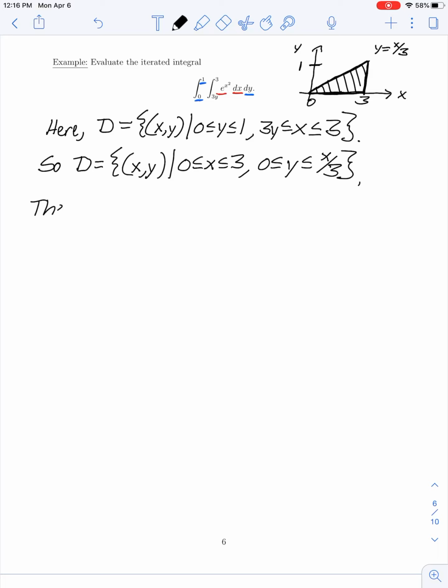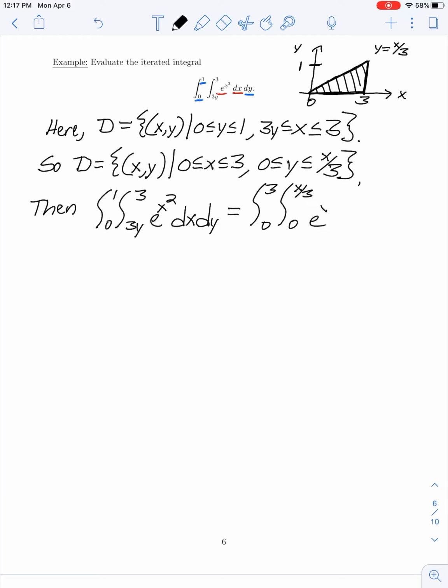And to evaluate our iterated integral that we were given, where we first integrate e to the x squared with respect to x, and then with respect to y, we could evaluate instead in the order dy dx. So our outer integral would be with respect to x over the interval 0 to 3, and our inner integral with respect to y would be from 0 to x over 3. Here our function is e to the x squared, now in the order dy dx.